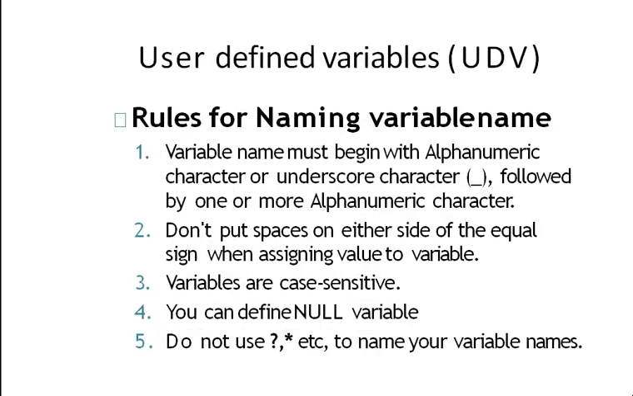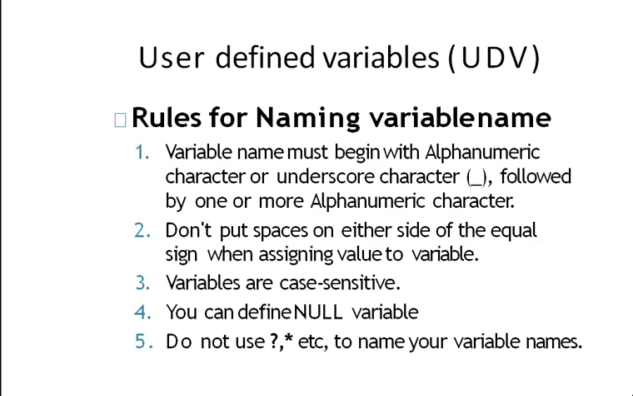So next comes the rules for defining the variable name. Variable name means user defined variables. First rule is variable name must begin with alphanumeric character or underscore character, followed by one or more alphanumeric characters. As the rule already we know in how to define variable name in other languages, there are some little bit changes in each and every programming language.